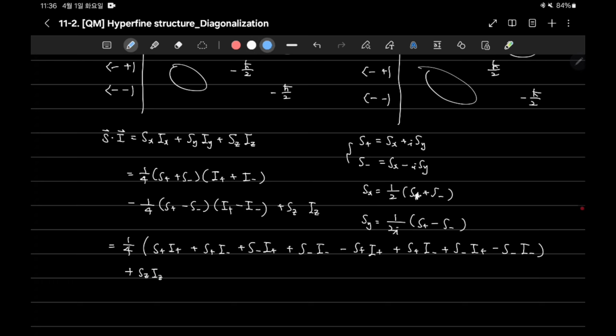Then when you see this, the s plus terms cancel with each other, and also the s minus terms cancel with each other. So what remained is plus minus and minus plus. So we can write it down as 1/2 of s plus i minus plus s minus i plus, plus sgig.